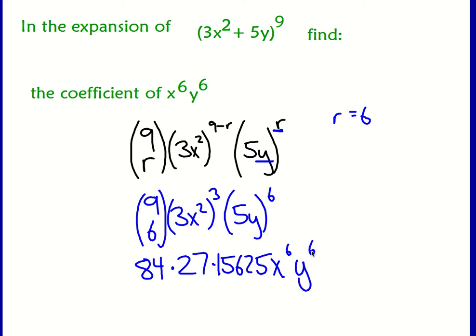Since I was only asked to find the coefficient, I'm actually going to erase this x to the 6th, y to the 6th. And then I'm going to have to multiply all these out. So 15,625 times 27 times 84, which would give us 35,437,500. So that's probably easier using that general term formula than to try to line up and try to find what term I'm actually looking for there.